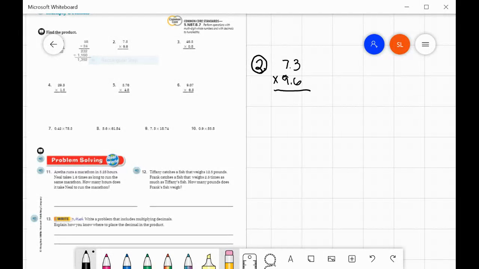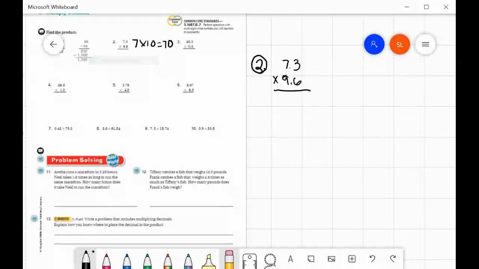Remembering that we want to kind of get an idea about what our answer is going to be. So we're going to kind of round. So 7.3 would round to 7, and 9.6 would round to 10. Sorry, those are really sloppy. Let me erase that. So our answer is going to be somewhere near 70. All right, that's going to be a reasonable answer.